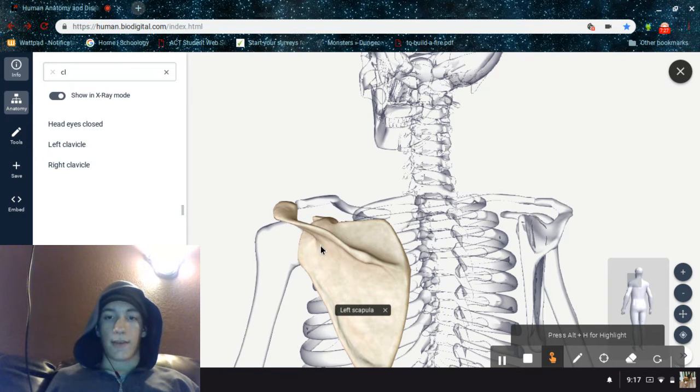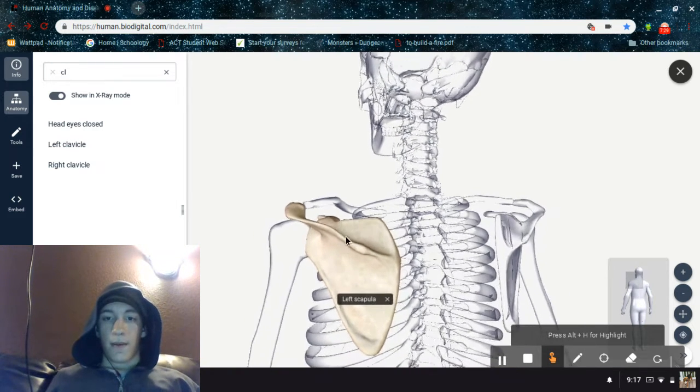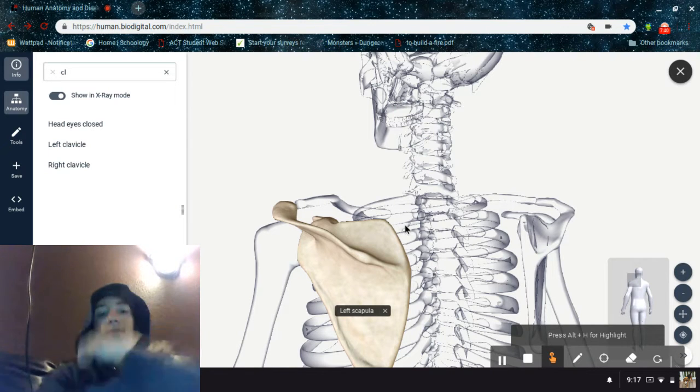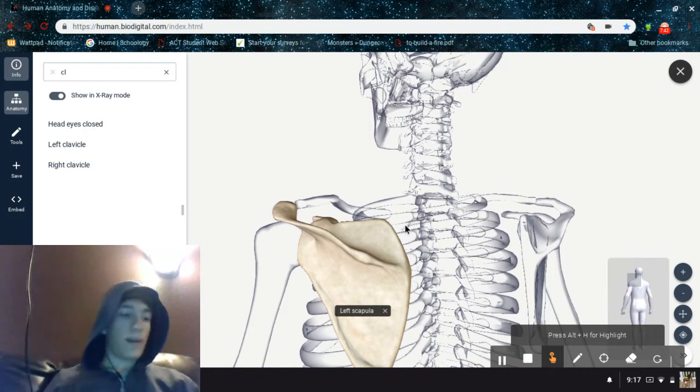So yeah, your pelvic girdle. Pectoral girdle is... It's called your pectoral girdle because it attaches to the pectoral muscles, and it holds up your arms.